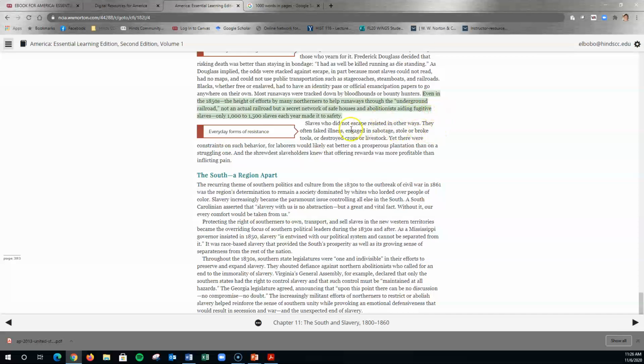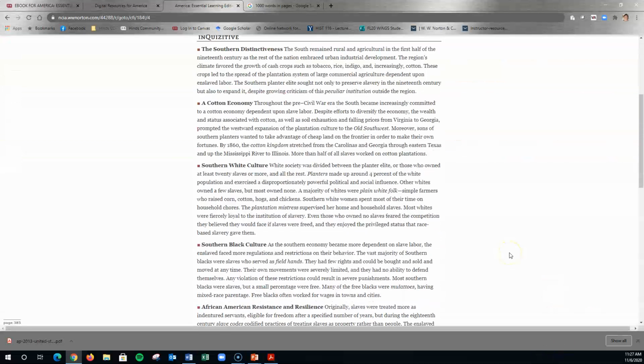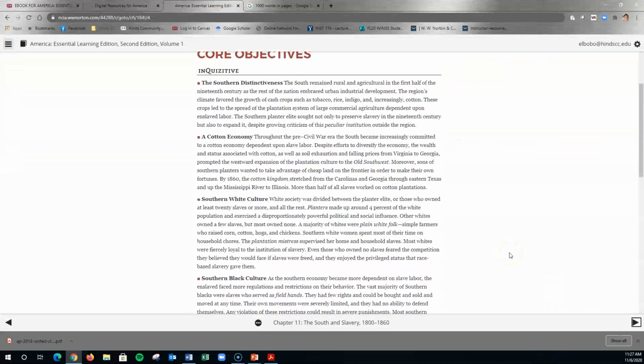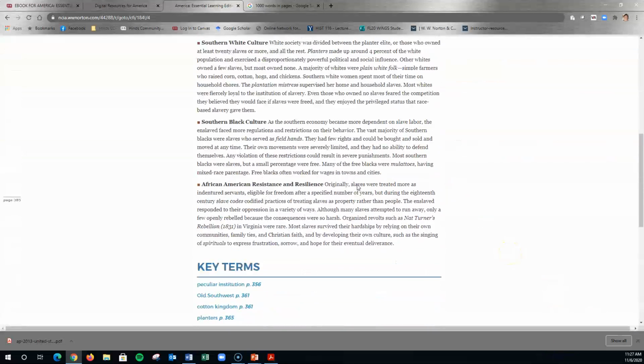There was resistance in other ways as well, but running away or participating in a rebellion were some of the most famous. So the textbook gives you a good deal of information. If you go back and look at some of this, it sums a lot of this up.